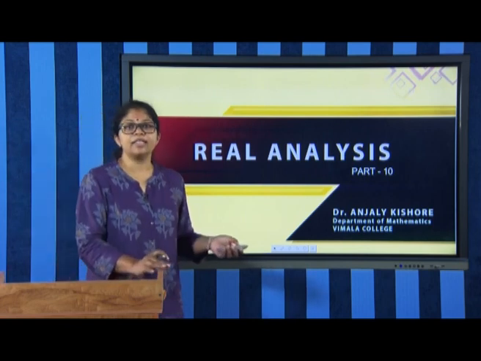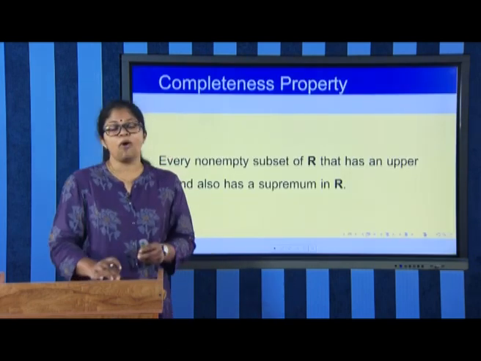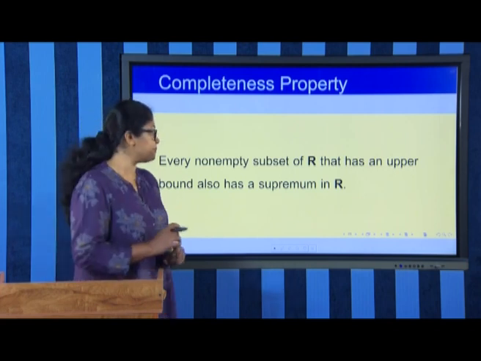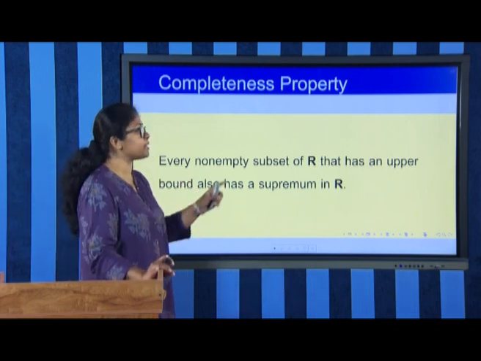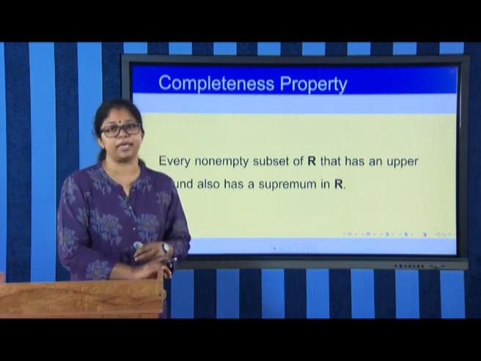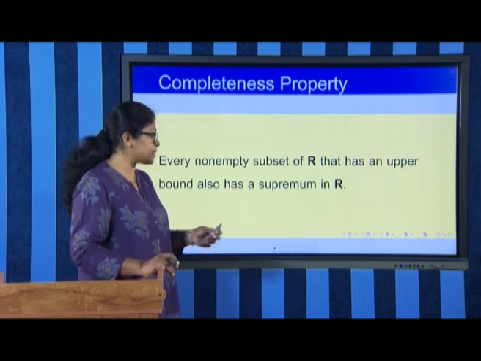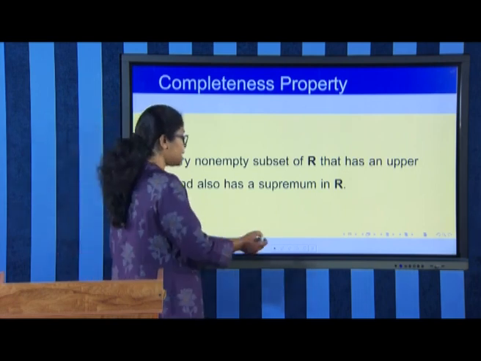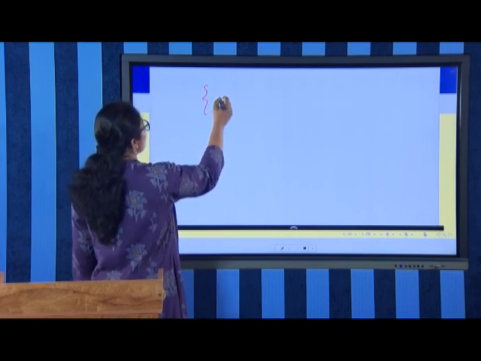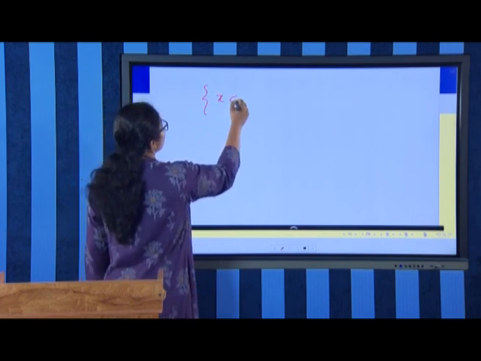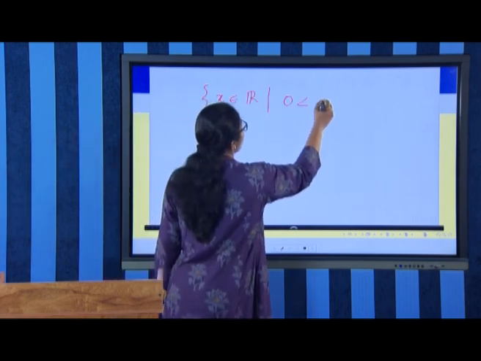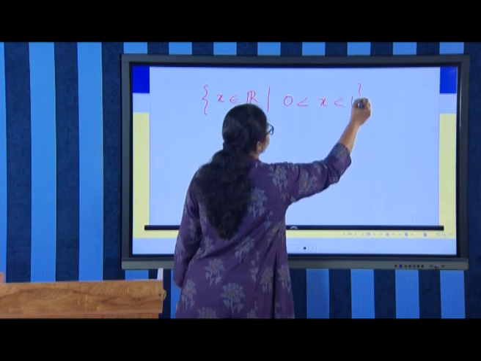Let us see the completeness property or the supremum property of R, which is stated as follows. Every non-empty subset of R that has an upper bound also has a supremum in R. So, why is this property relevant? Suppose we have the set of all x belonging to R such that 0 < x < 1.